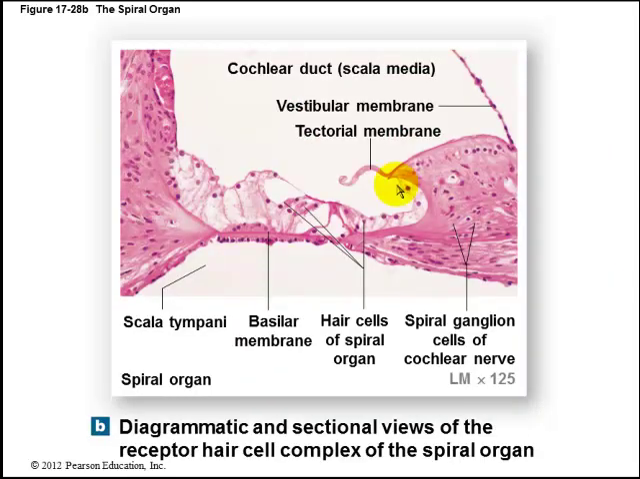And here's a microscopic view. Here's the tectorial membrane, kind of out of place because when you make a microscope slide, it's hard to keep everything where it belongs. But here you can see the basilar membrane and the spiral organ. The hairs of these would be embedded in the tectorial membrane in a living specimen.